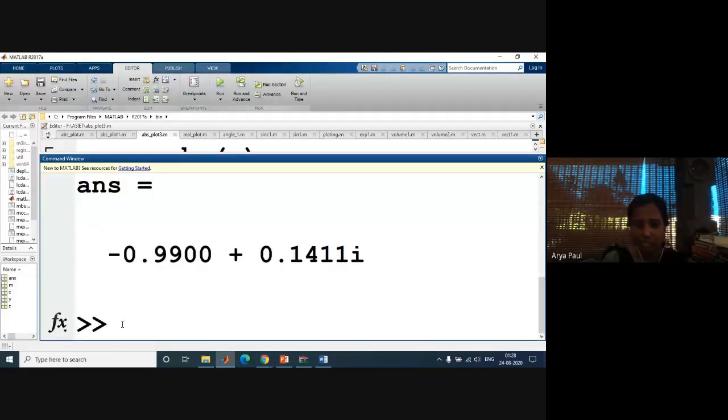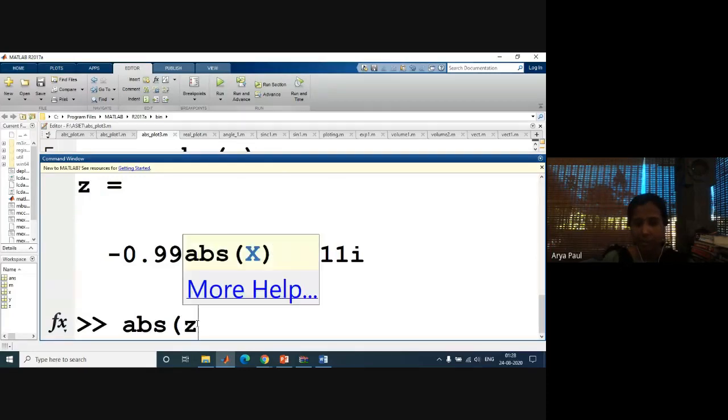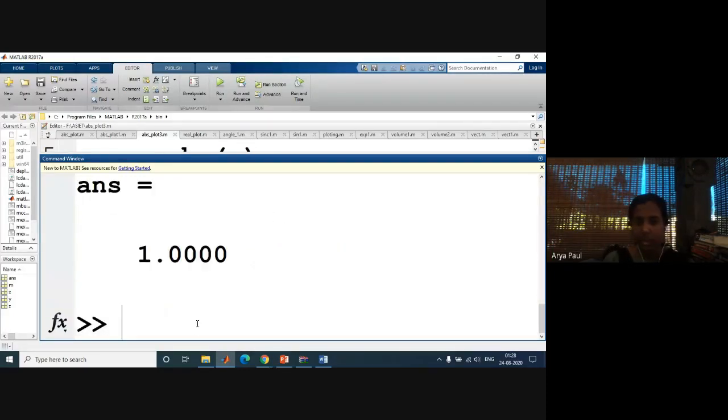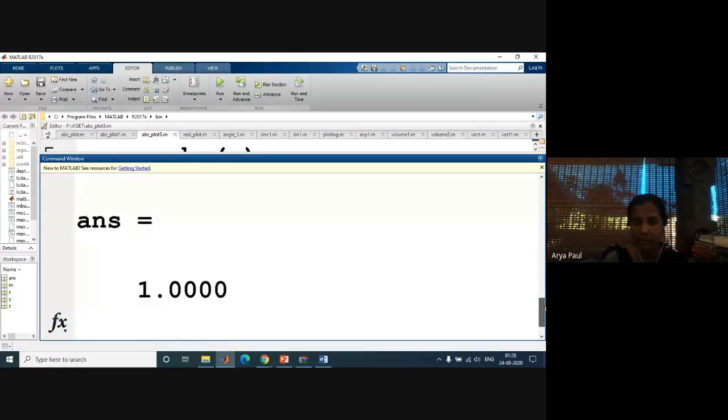So here you type ABS of z. I type z equal to exp of 3 times j. Okay, now my z is defined. Now if I want to find the magnitude, I type ABS of z. ABS will give you the magnitude, and the magnitude will be 1.